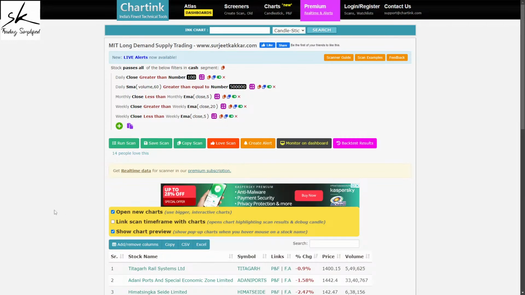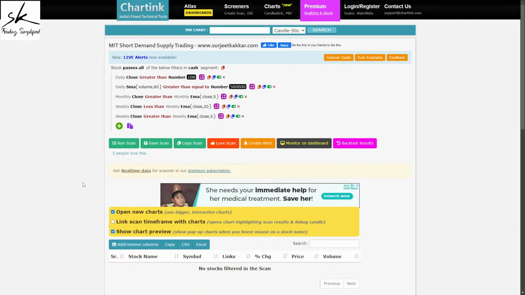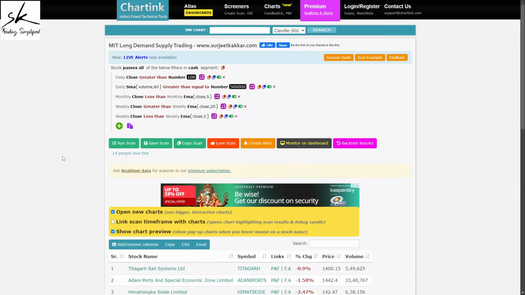Your list can be a very small list, like you can see today, or maybe nothing is getting shortlisted because nothing is matching with these conditions. So now the challenge is that the smaller the list, the lower the probability that you will be able to find something which is in sync with your trade plan.